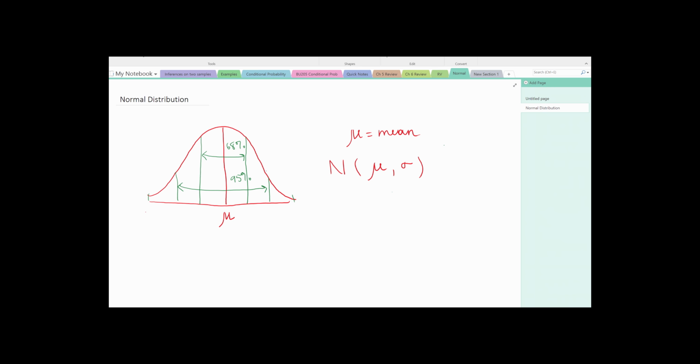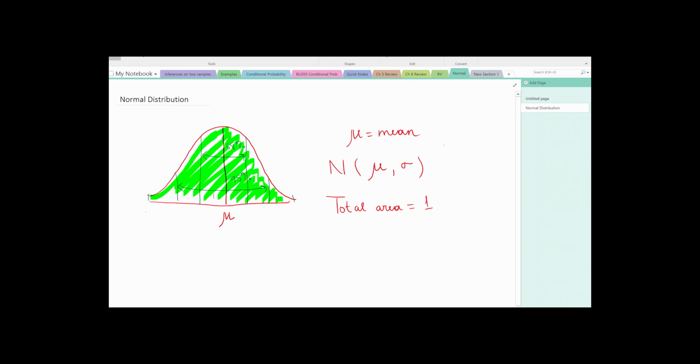We also said that the total area under the curve is 1, and that represents the total probability or 100% of the observations, right? So if I were to compute this area right here, where both of my branches go to positive infinity and negative infinity, I would get exactly 1.